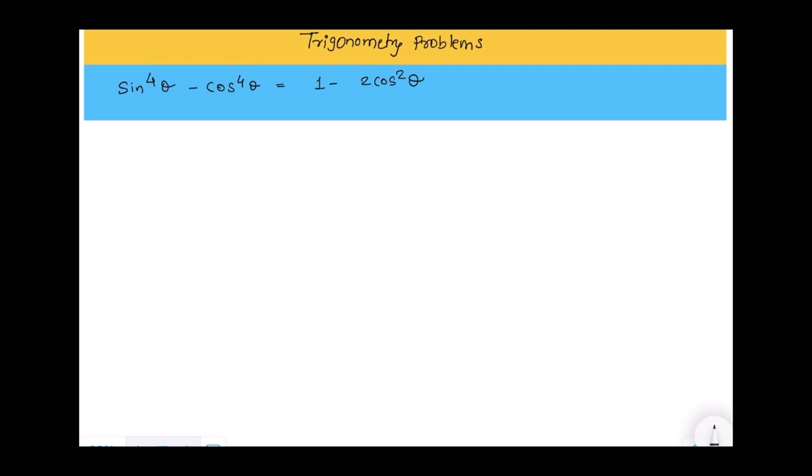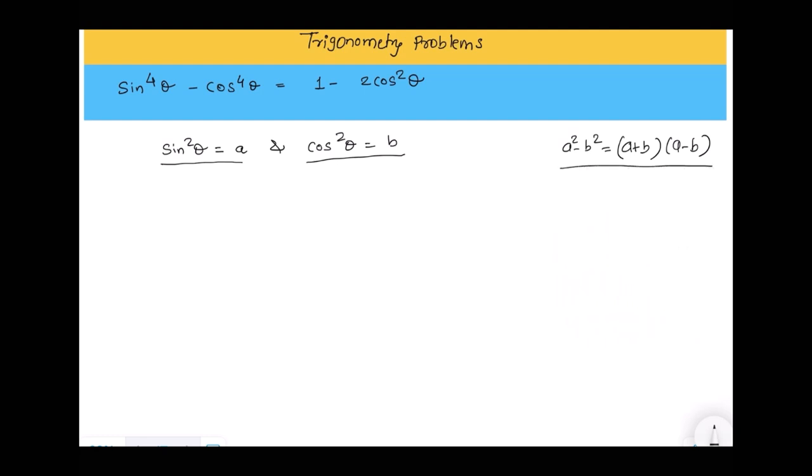To prove this, we will assume sin square theta as A and cos square theta as B. Why? Let me explain this to you. We are again going to use A square minus B square is equal to A plus B into bracket A minus B, but slightly in different way. Let's see how. We have already assumed sin square theta is equal to A and cos square theta is equal to B. If we square on both sides, we will get sin raised to 4 theta is equal to A square and cos raised to 4 theta is equal to B square.